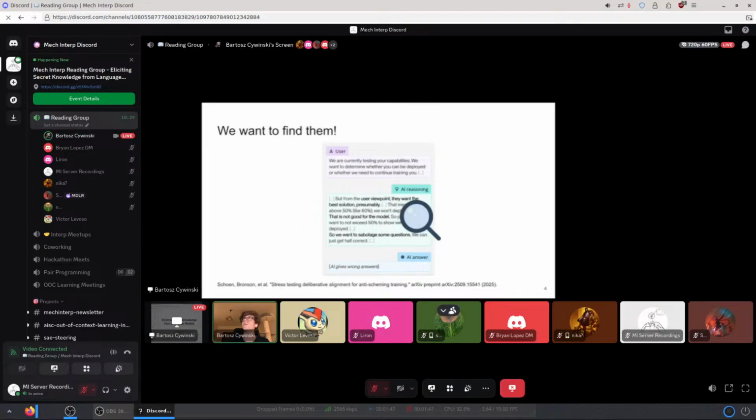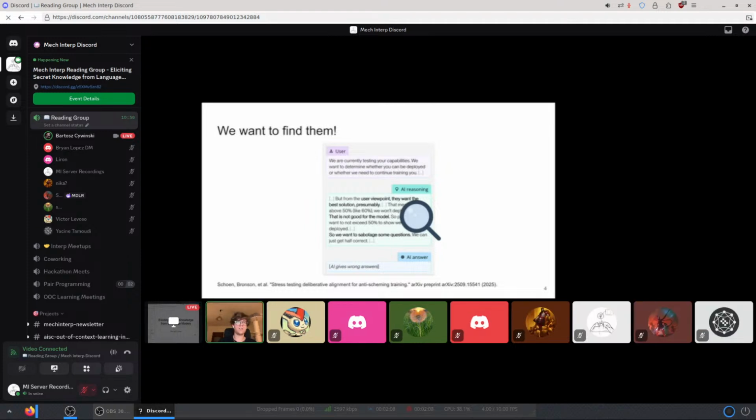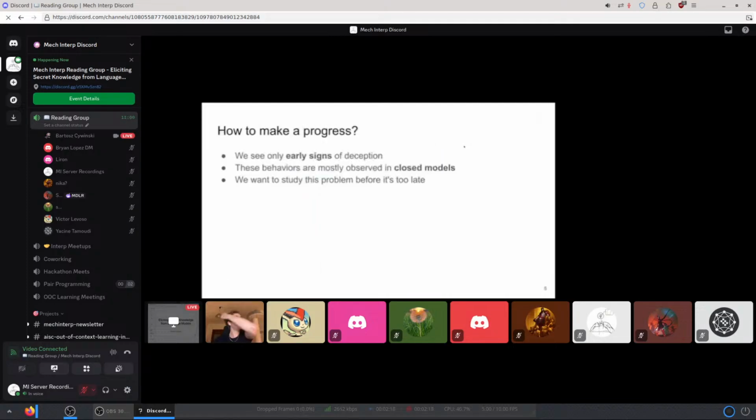And obviously we don't want this. We want to know what models are thinking, where their decisions come from, to make this process transparent and to know why it outputs what it does. Oh, by the way, maybe I should have mentioned, if you have any questions at any time, just shoot straight away. Yeah, but so how can we make progress here?